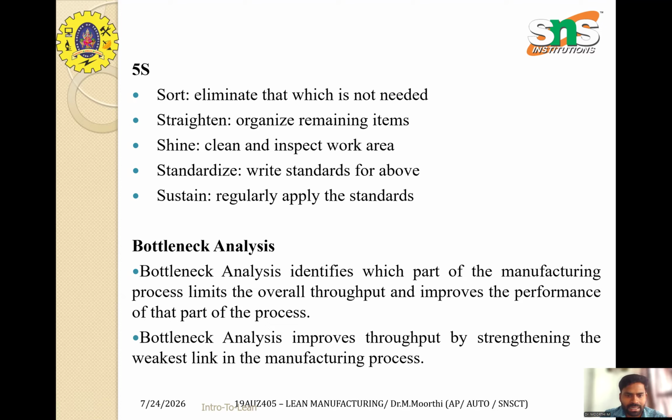Next one is bottleneck analysis. That is, we need to identify the hectic or unnecessary processes involved in the industry during the production process. So we need to identify the bottlenecks in the industry or process, and by eliminating these bottlenecks, there is a possibility of improving the working place. Bottleneck analysis identifies which part of the manufacturing process limits the overall output, and it improves the performance of that part of the process. So we need to analyze the bottleneck and rectify those things.